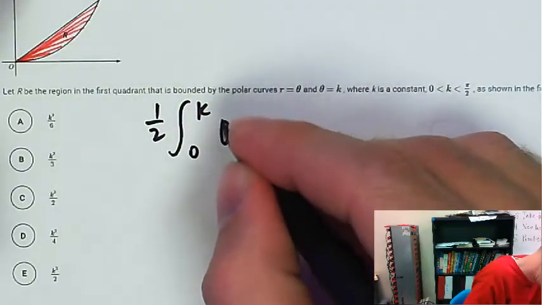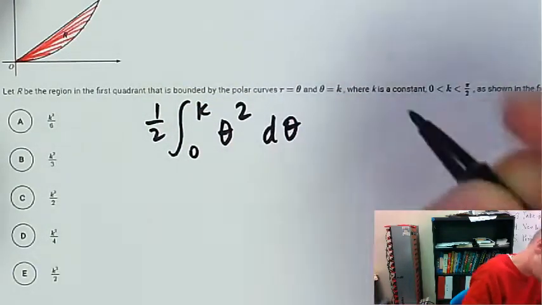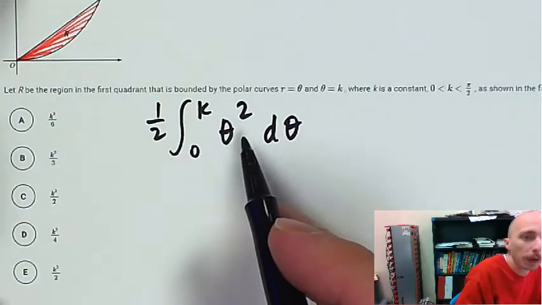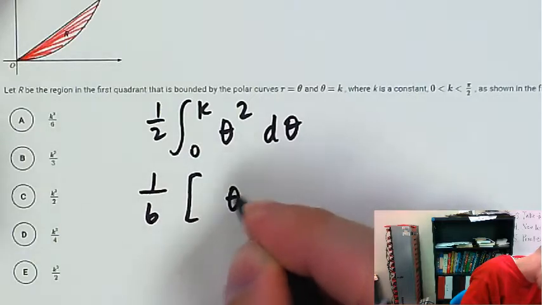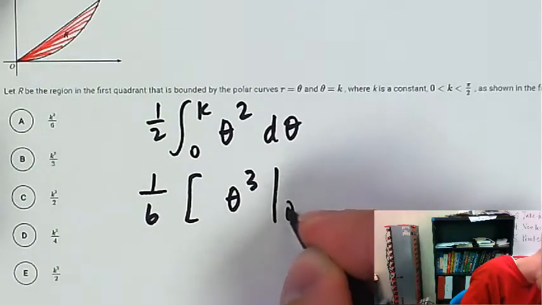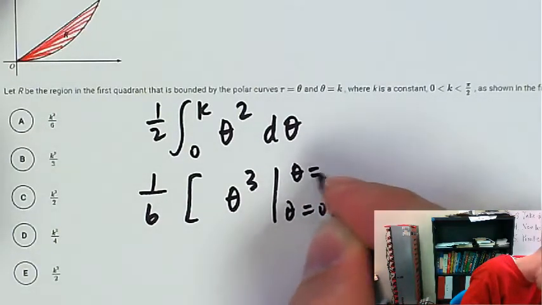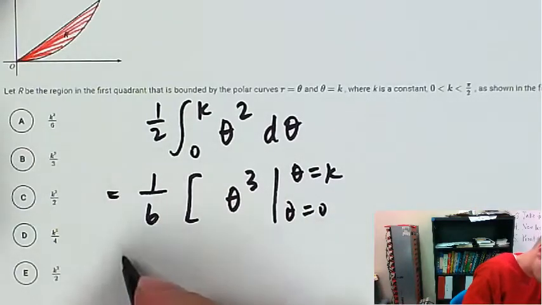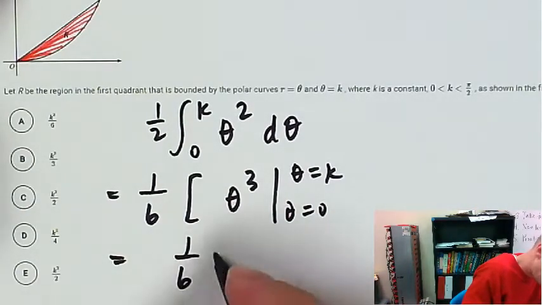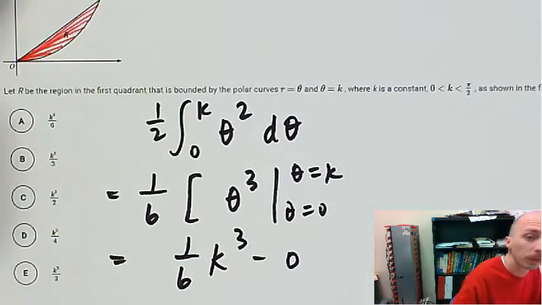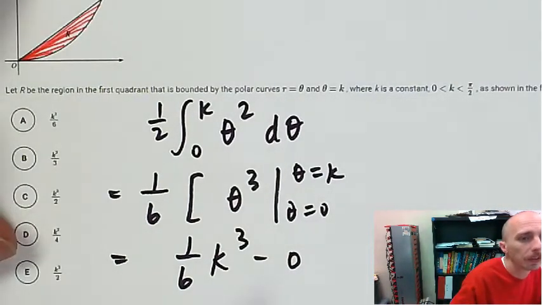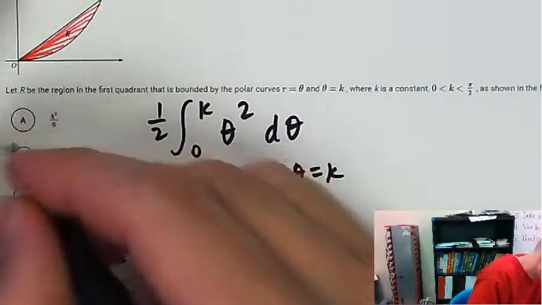R squared is going to be theta squared d theta. Okay, so I'm going to add 1 to the power and divide by the new power. So it'll be 1/3 of theta to the third as theta runs from 0 up to K. And that would be 1/3 of K to the third minus 1/3 of 0 to the third, which is going to be 0. And so that's K to the 3 over 6.